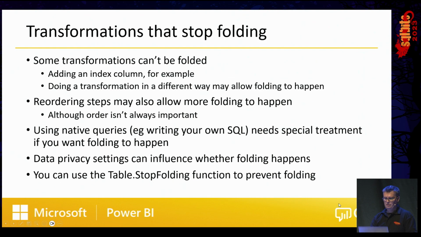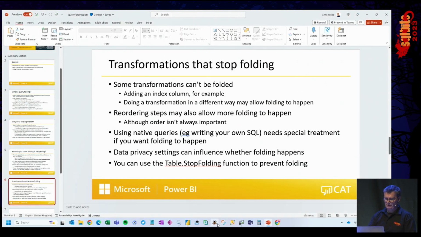Last thing. What about times when things can't be folded? So there are a whole bunch of transformations that for whatever reason can't be folded to the data source, either because Power Query doesn't know how to do it or the data source doesn't support it. A really good example tends to be adding an index column for whatever reason. And I know, going against SQL Server, that adding an index column will stop query folding taking place. Let's see some examples of where that happens.